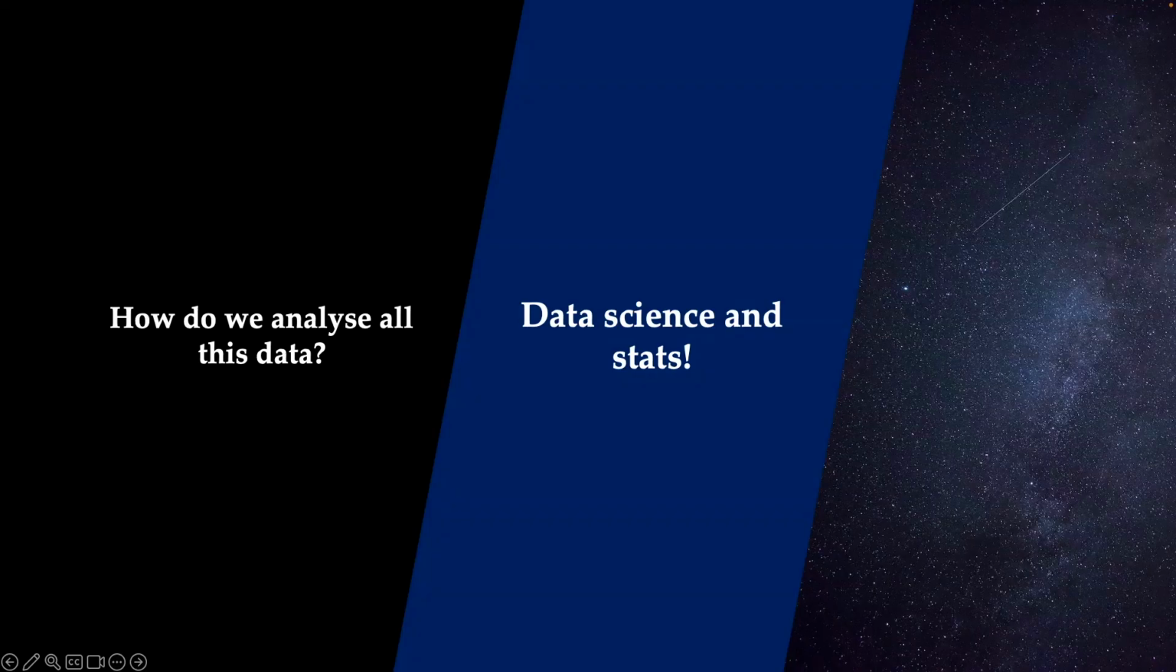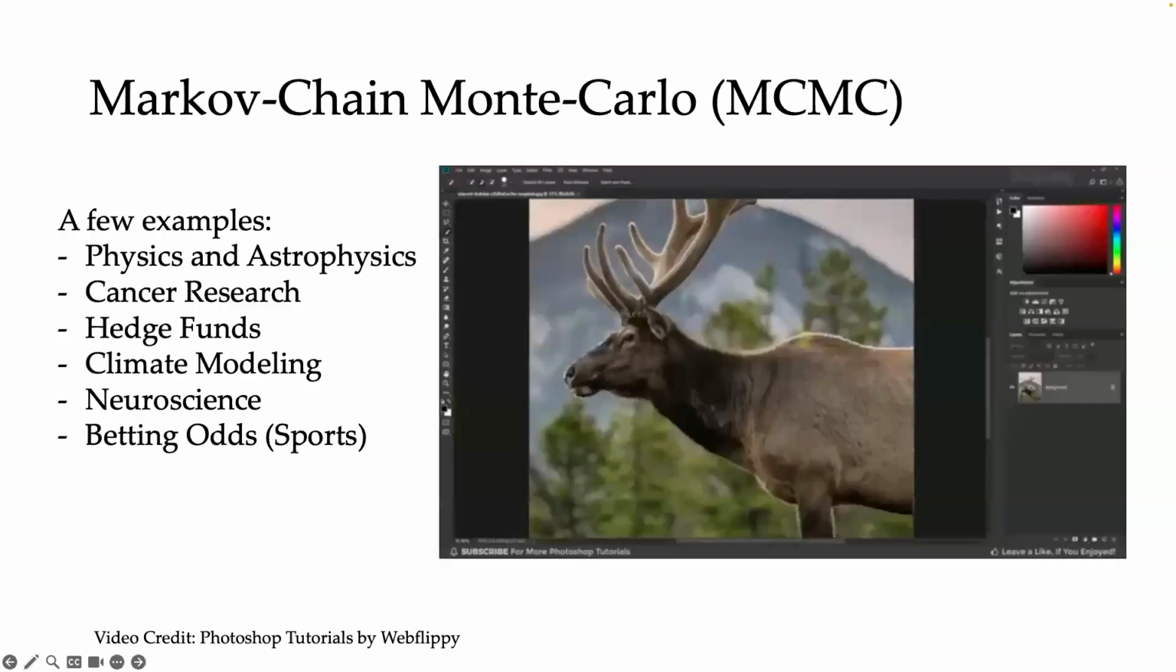Before that, MCMC, or Markov Chain Monte Carlo. I use it, and I know a lot of people in the astronomy department use this method. It's an extended version of a Monte Carlo simulation, which is where you just take random changes. It's widely used, not just by astronomers and physicists, although a lot of us have used it, but also in cancer research, hedge funds, climate modeling, neuroscience, and betting odds. So if you're going to take away one thing about MCMC, it's that it can be widely used in many different things.